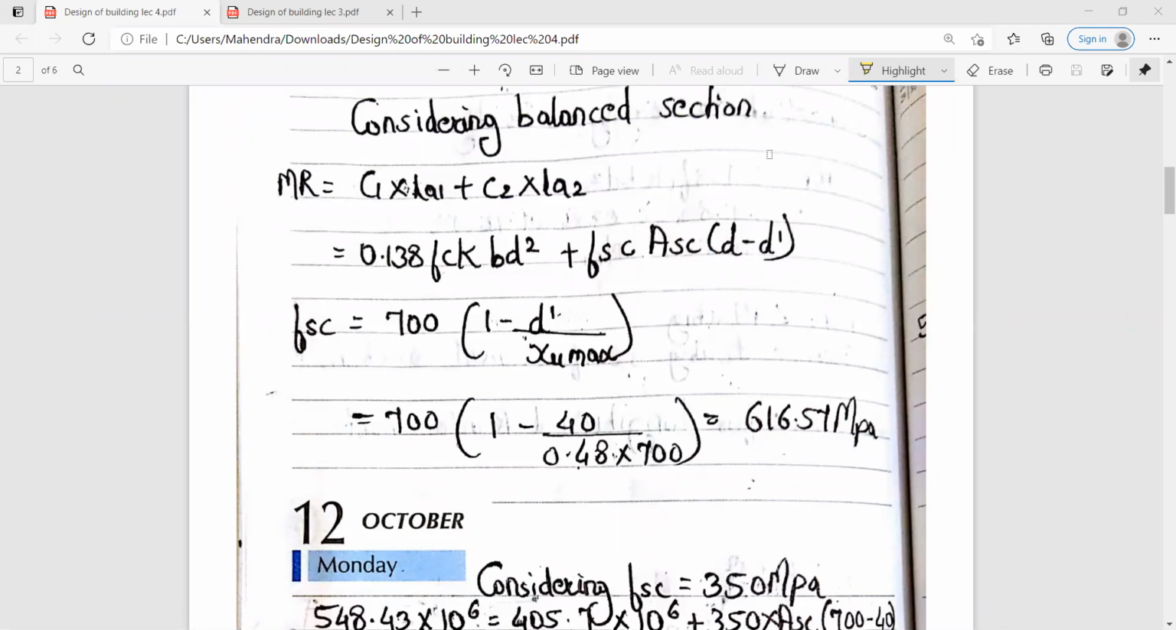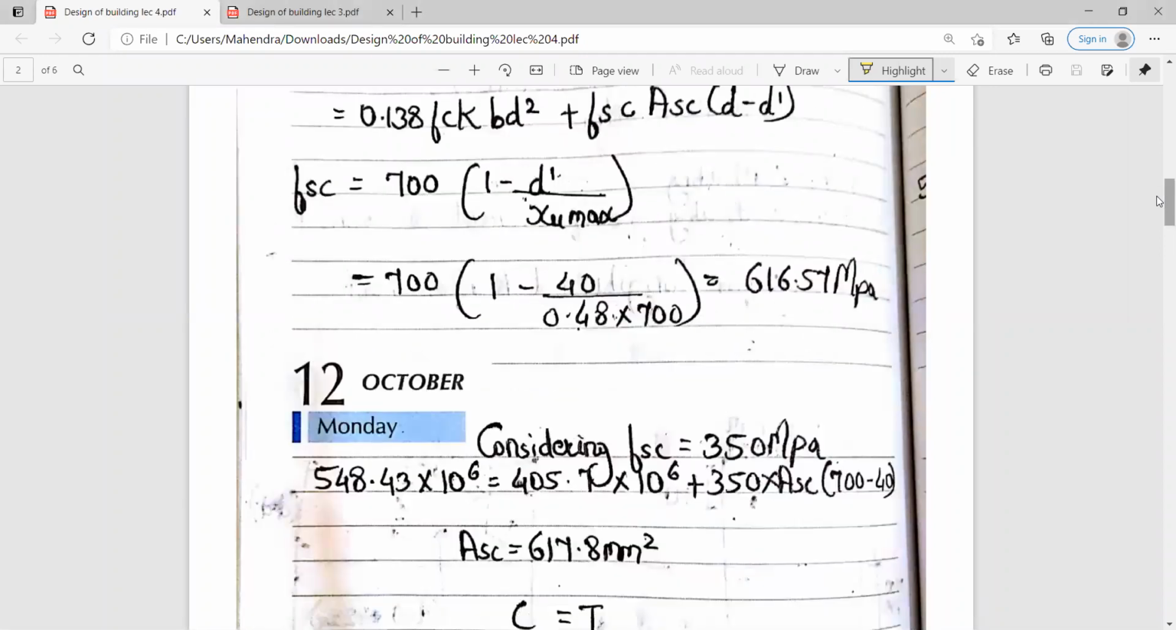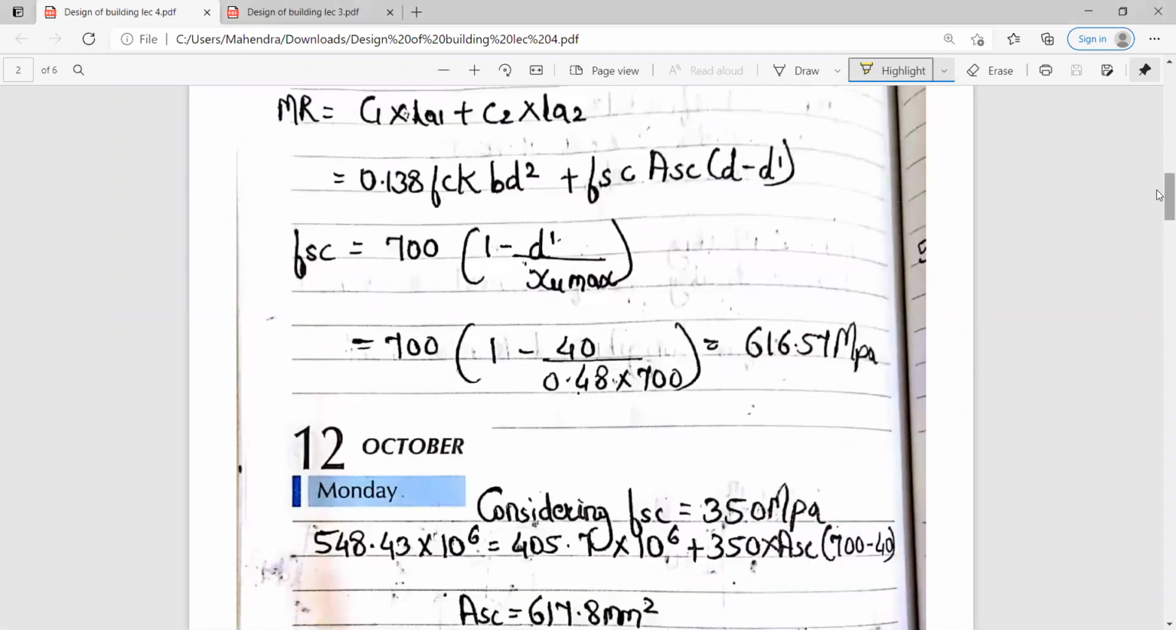Now you have to consider the minimum value for the FSC, that is 350 megapascal. So after considering the value for FSC, you need to calculate ASC by substituting all these in the above equation. So what moment of resistance did you get? Moment of resistance you had got in the previous step, that is 548.43. So substitute the value of moment of resistance, that is 548.43 into 10 raised to power 6.